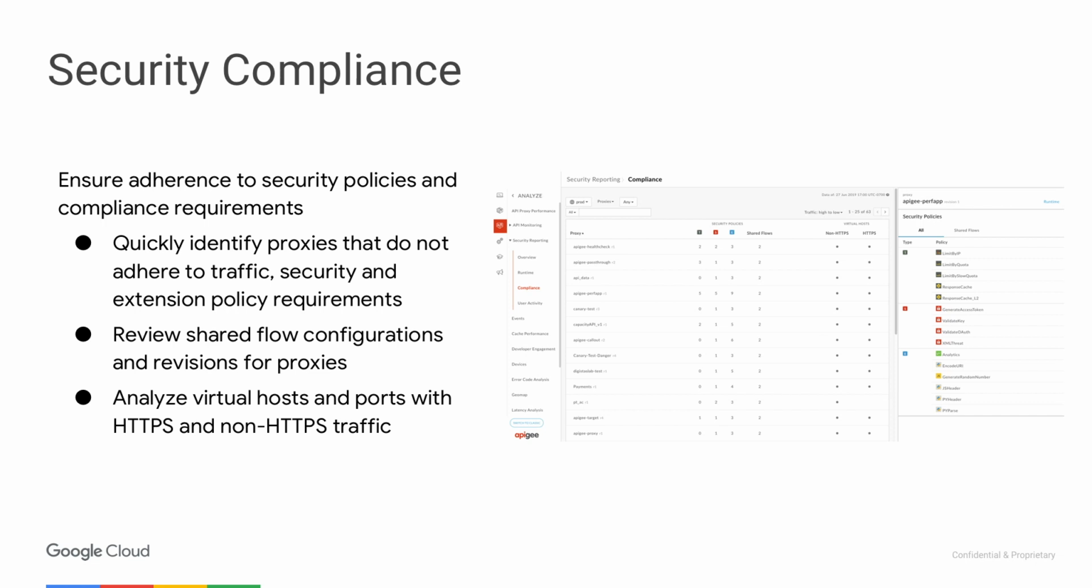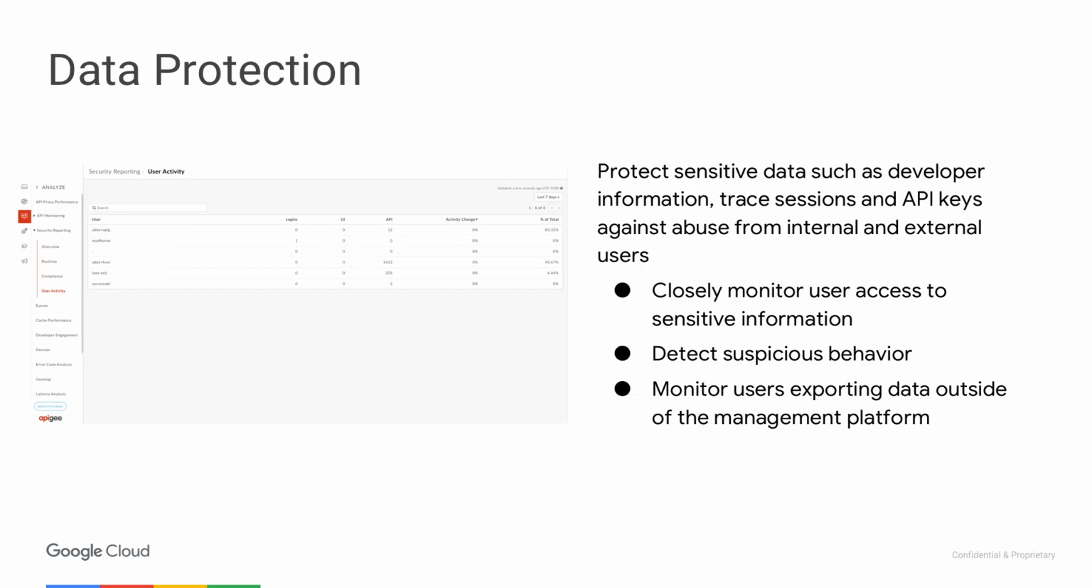And with this feature, users can quickly identify proxies that do not adhere to traffic, security, and extension policy requirements. And users will also be able to very quickly review what are the shared flow configurations and revisions for each of those proxies. And you can also analyze which virtual hosts and ports are open to receiving secure traffic as compared to unsecured traffic.